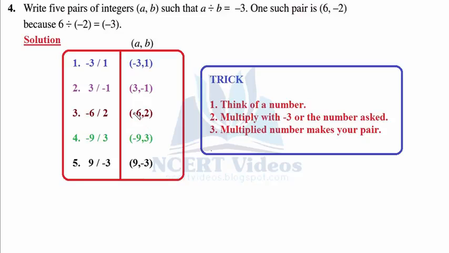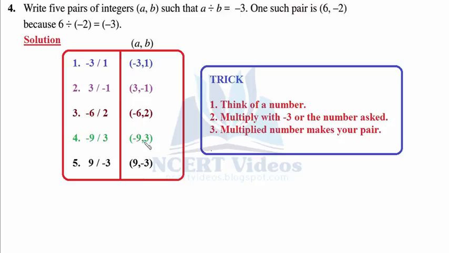So the multiplied number makes your pair. How can we achieve it? First we will think of a number. Let's think the number to be 3. Multiply this number with the number which is asked. It can be anything. In this question it is -3, but it can be anything. Your examiner or your teacher can ask anything in your paper, so be prepared for this. 3 3s are 9, and -9. So this -9 makes your pair.